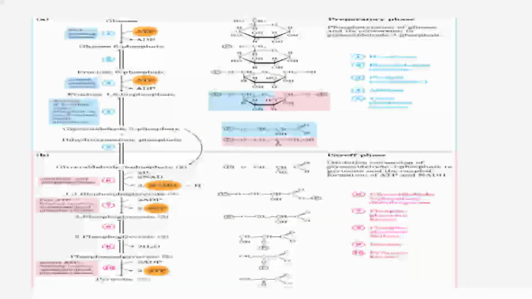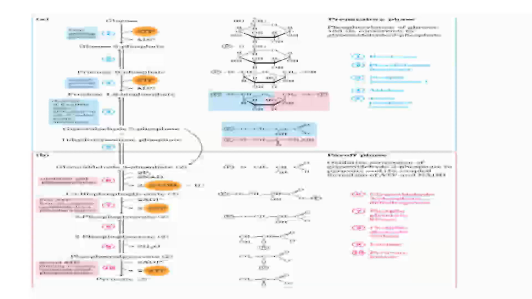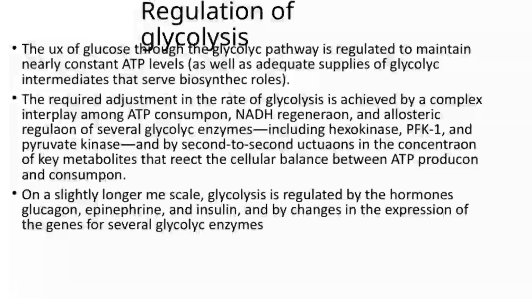Let's talk about how the flux of glucose through glycolysis is tightly regulated to keep our ATP levels pretty much constant. This regulation is crucial because ATP is our cell's main energy currency, and maintaining its balance is vital for cell function. At the same time, glycolysis also supplies intermediates necessary for biosynthesis, so it's a finely tuned process.